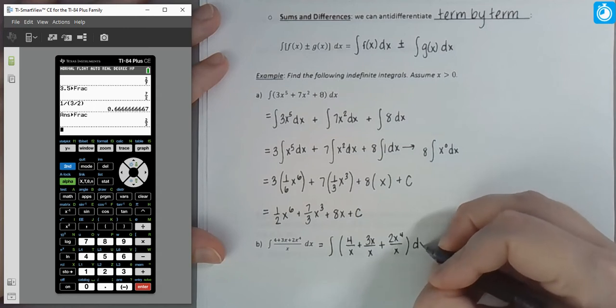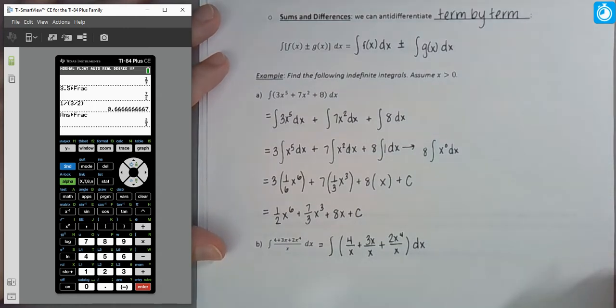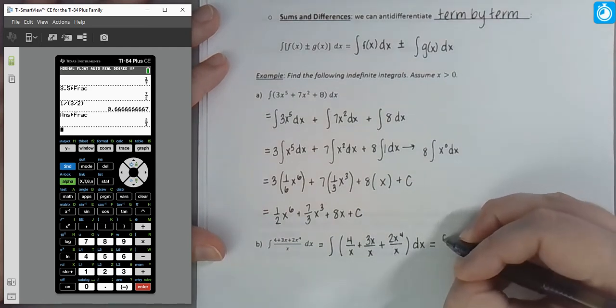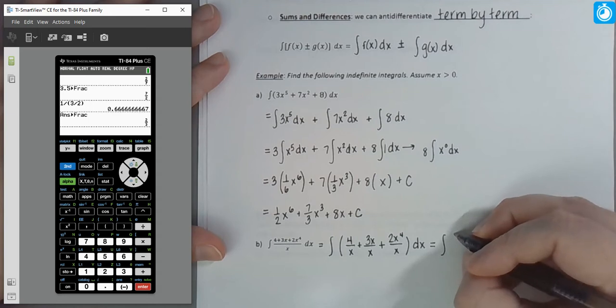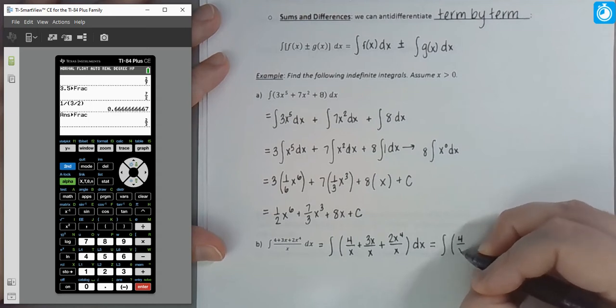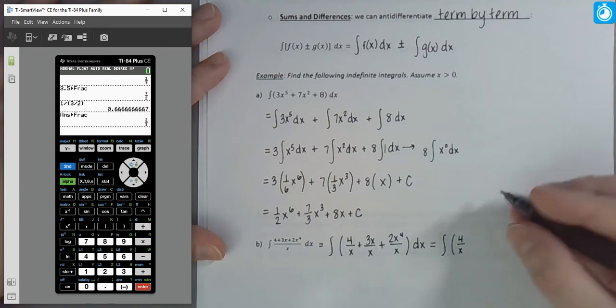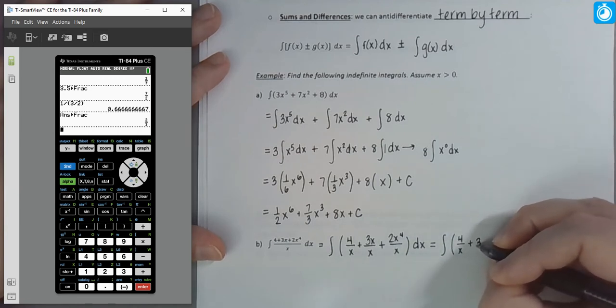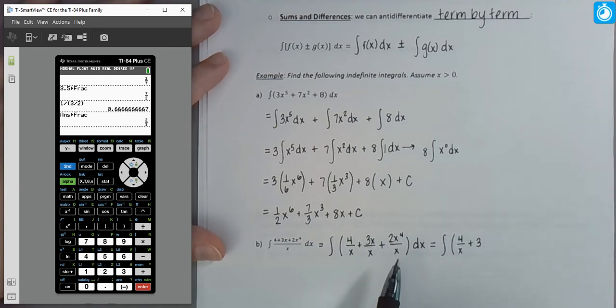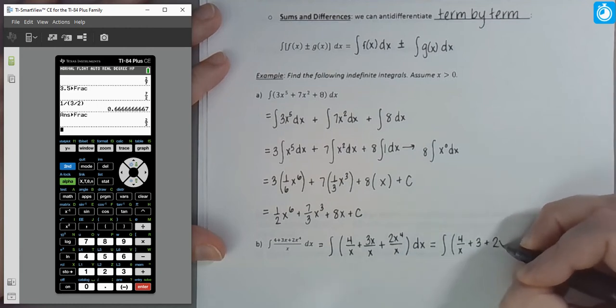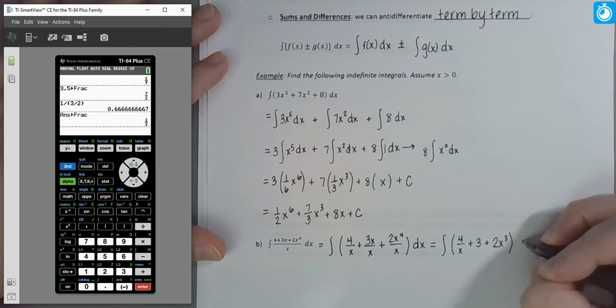We're differentiating, we're anti-differentiating all of that with respect to x. Now these last two terms could be simplified a little bit further, so let's do that. Now the 4 over x, it is what it is. We just leave it alone. Now 3x over x, the x's are going to cancel, so just plus 3. And then 2x to the 4th over x, 1x reduces, leaving us with 2x cubed.